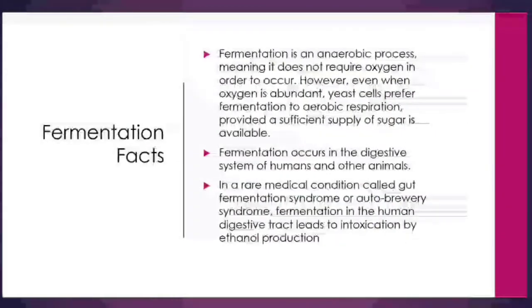Fermentation facts. Fermentation is an anaerobic process, meaning it does not require oxygen in order to occur. However, even when oxygen is abundant, yeast cells prefer fermentation to aerobic respiration, provided a sufficient supply of sugar is available. Fermentation occurs in the digestive system of humans and other animals. In a rare medical condition called gut fermentation syndrome or auto-brewery syndrome, fermentation in the human digestive tract leads to intoxication by ethanol production.